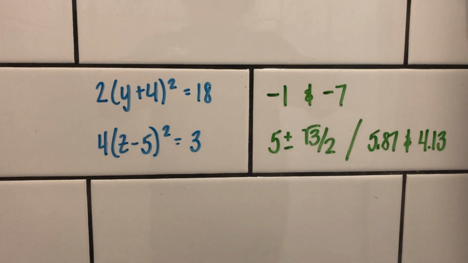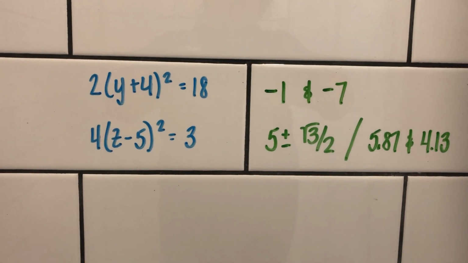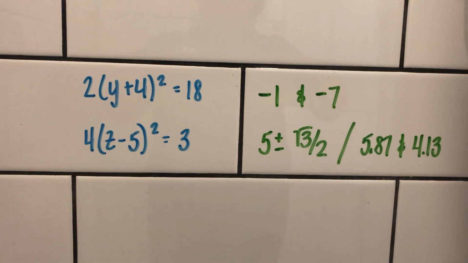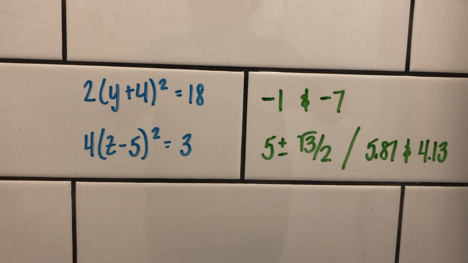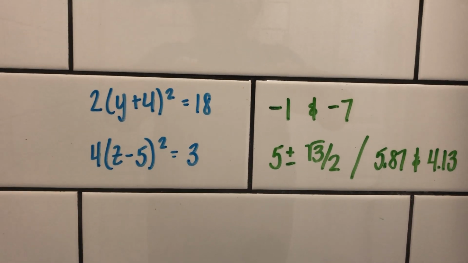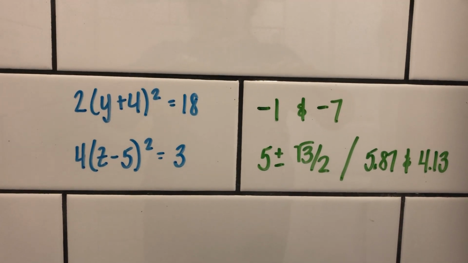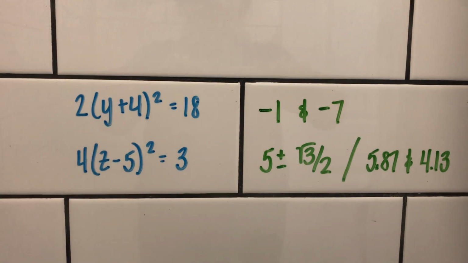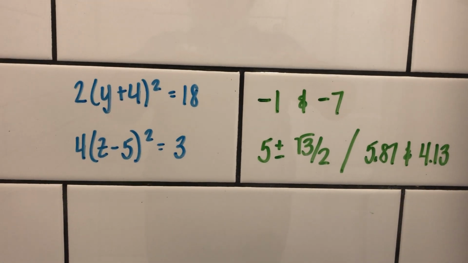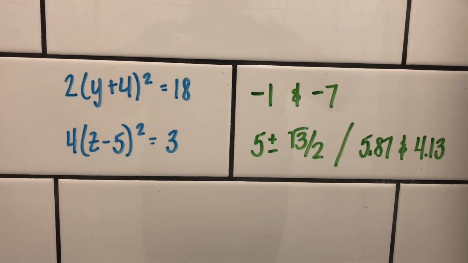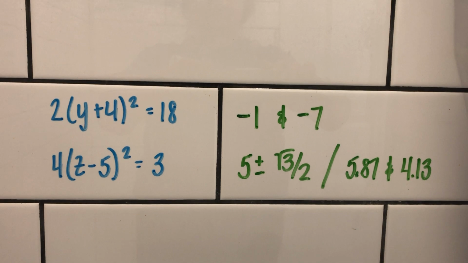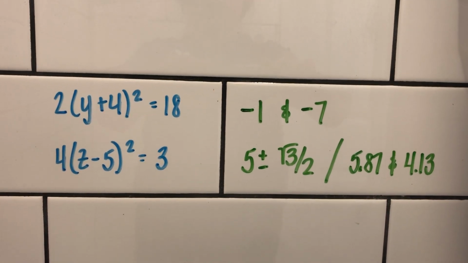And that first one is a little bit different than one that we did as an example. These numbers come out to integers, so even though it asks me to write it in radical form and decimal form, that is not necessary here. We can just simplify it out completely, and we're going to write negative 1 and negative 7. For the bottom one, I'm left with 5 plus or minus root 3 over 2. And when I change that into decimal form, I get 5.87 and 4.13.